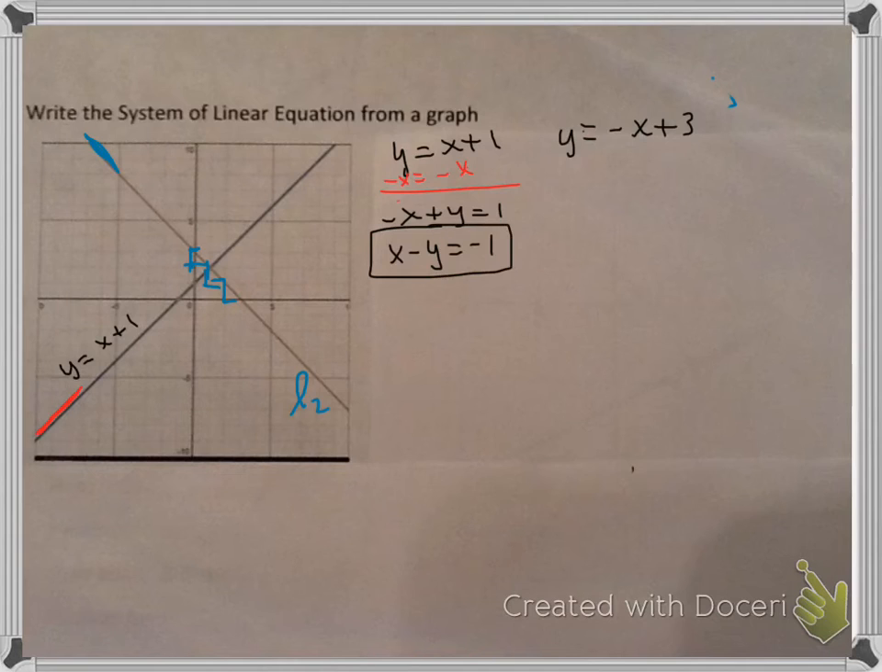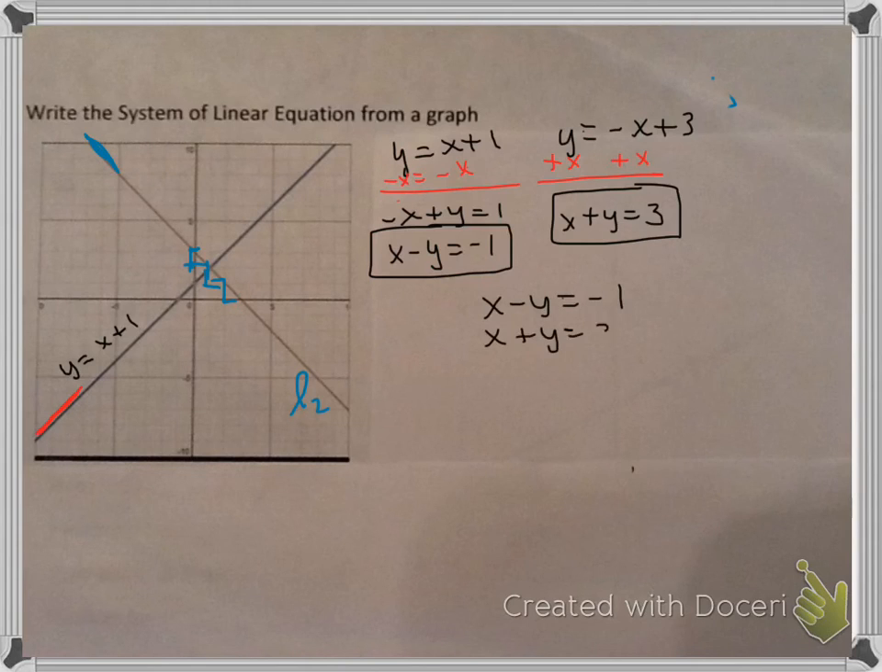So there's that one. This one, we're going to move over the x, so I'm going to add x to both sides. When I get this done, it's going to be x plus y equals 3. There's my other one. So my system of equations could also be this as well. That way you have a way of seeing both in standard or in slope-intercept form.